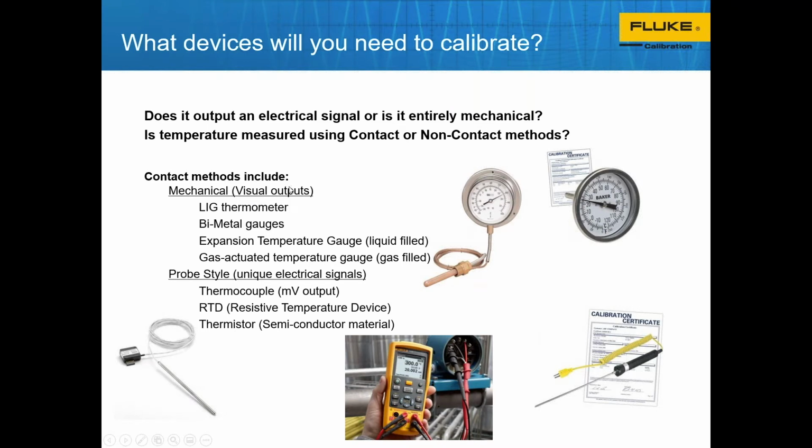And then if you're using probes to make your temperature measurements, you'll find that you probably have a lot of thermocouples in your system. You may actually have some RTDs if you're looking for maybe more accuracy. We'll talk about what that looks like. And if you want even more accuracy or tighter controls, you can use thermistors. Those are the types of unique electrical signal outputs that are available from different probes.